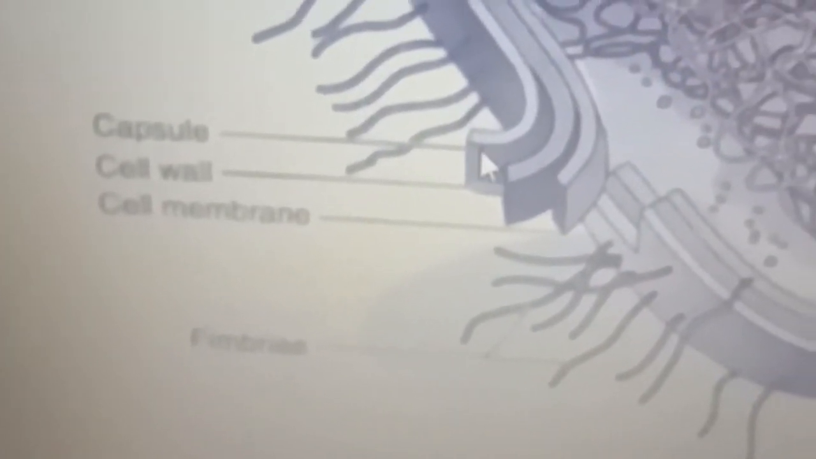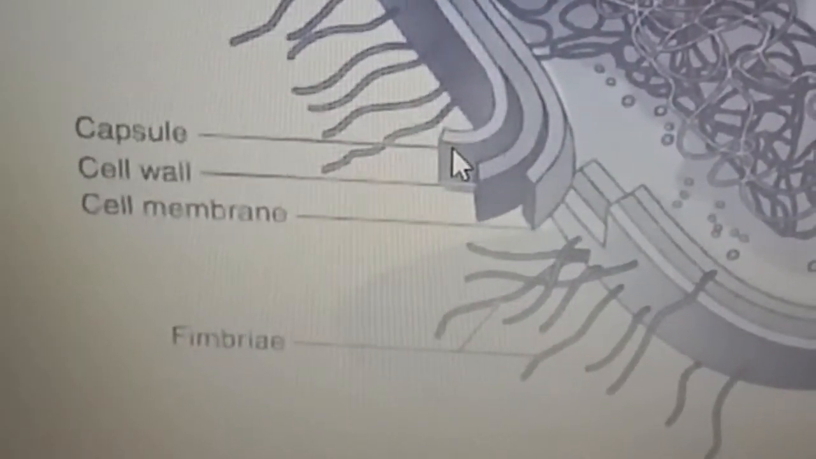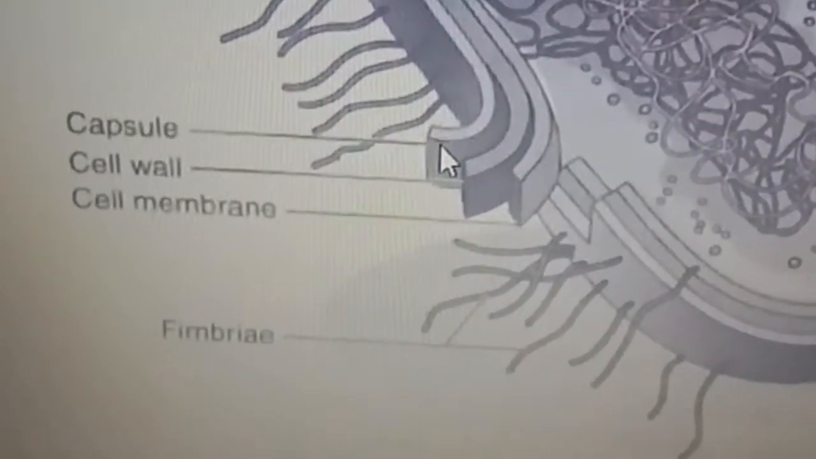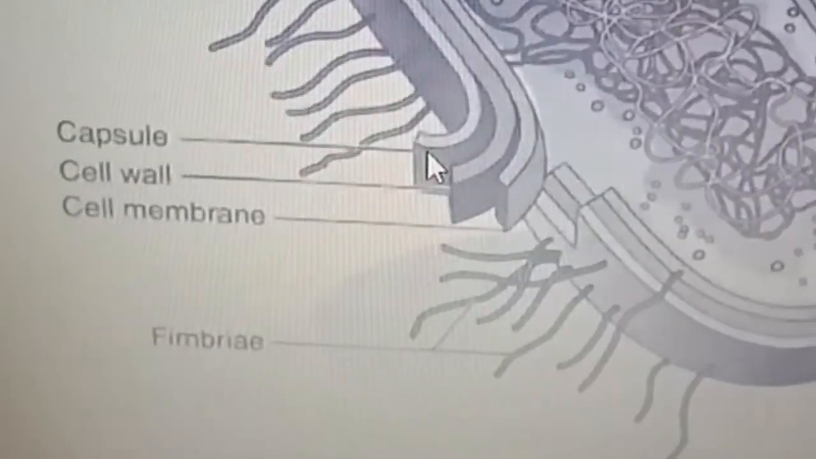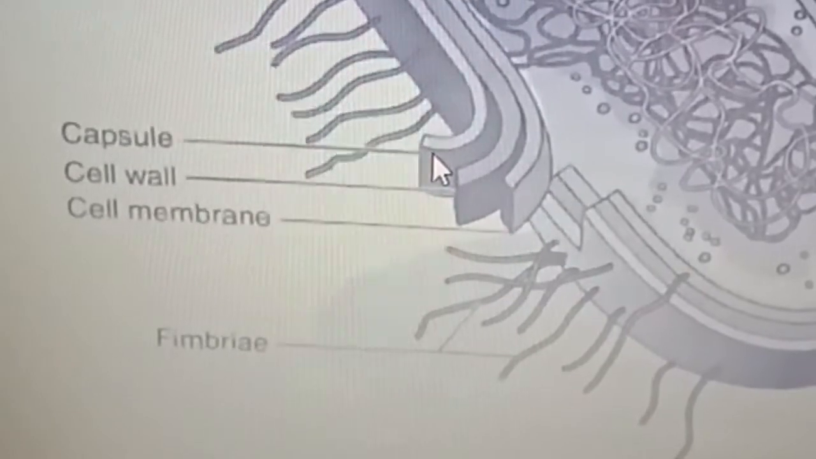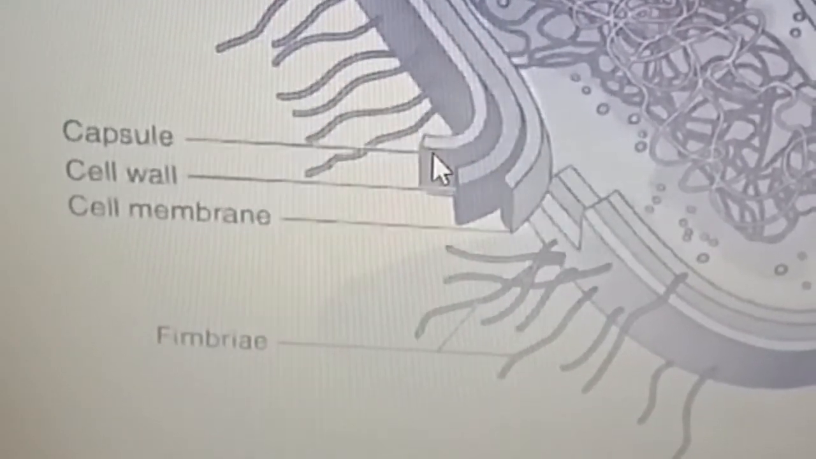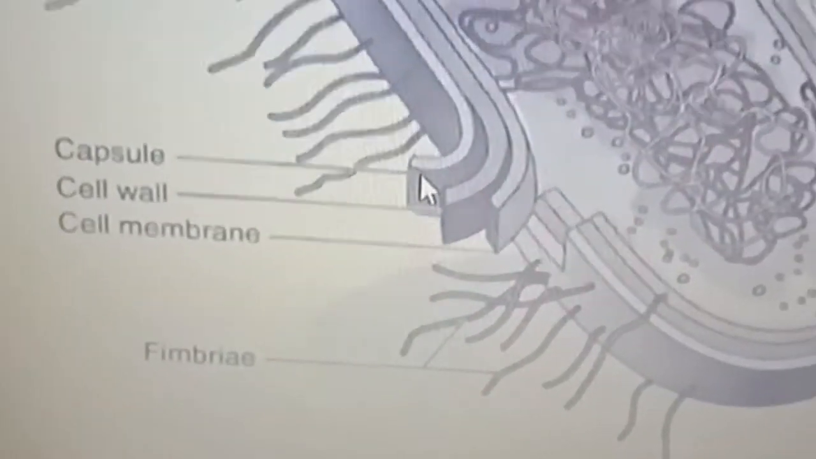So, the slime layer. The slime layer is neither highly organized nor firmly attached to the cell wall. It easily detaches from the cell wall and drifts away. It also enables certain bacteria to glide or slide along solid surfaces and seems to protect bacteria from antibiotics and desiccation.